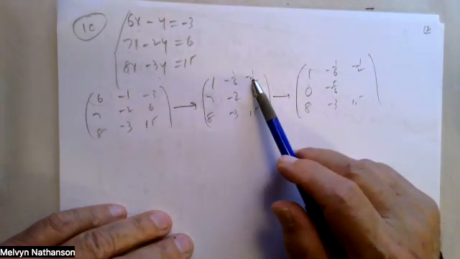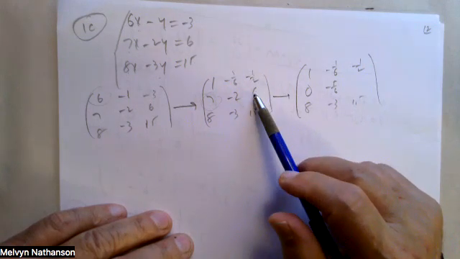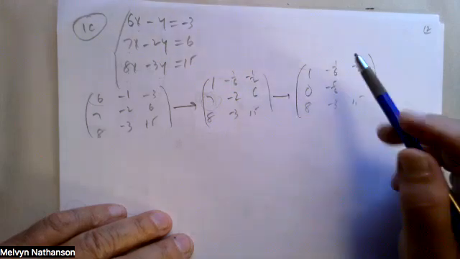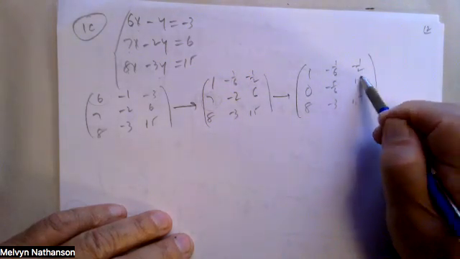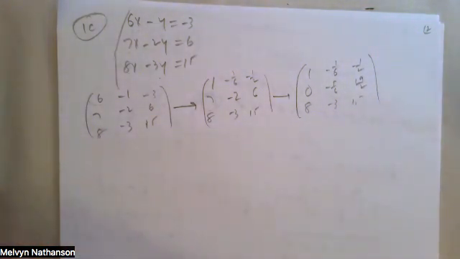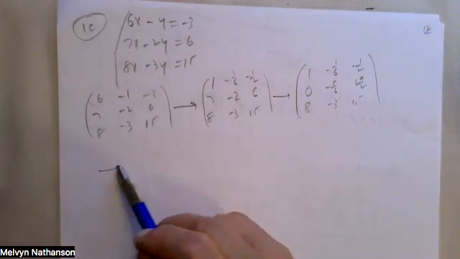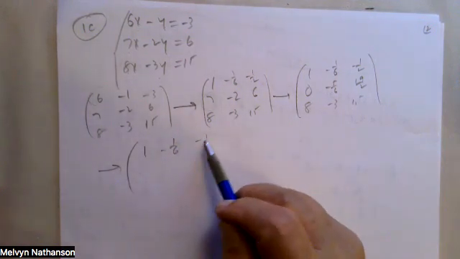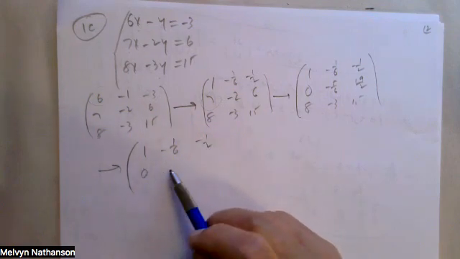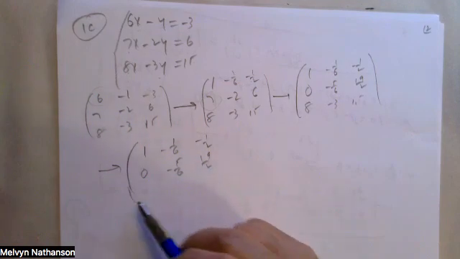Minus 7 halves, minus a half is plus 7 halves. 6 plus 7 halves is 19 halves. That's what we get. We want to get a 0 here. So 1, minus a 6, minus a half. 0, minus 5 over 6, 19 over 2.